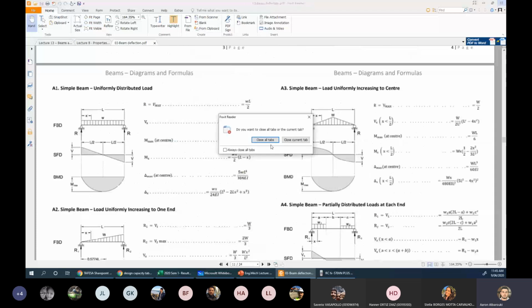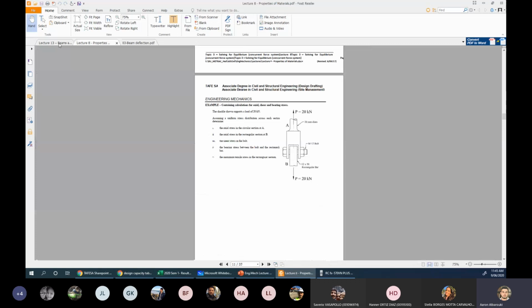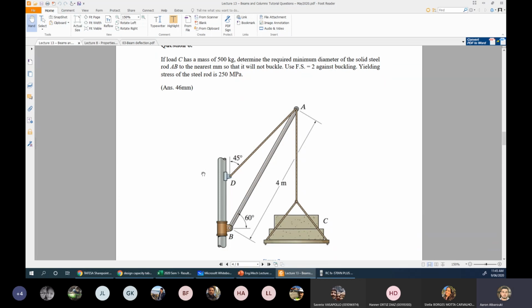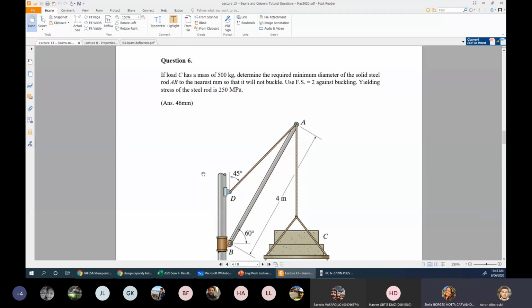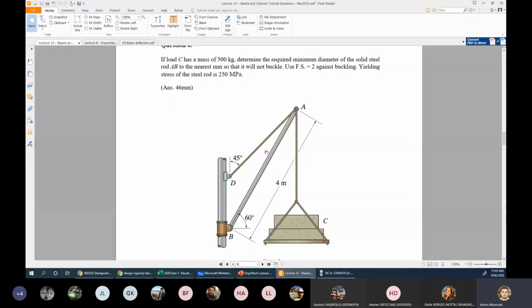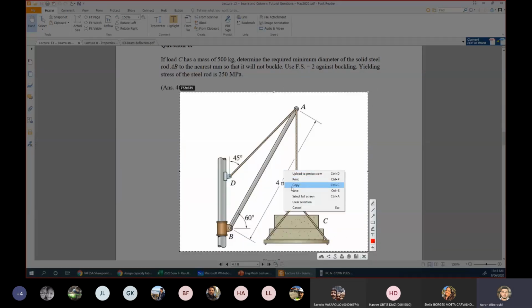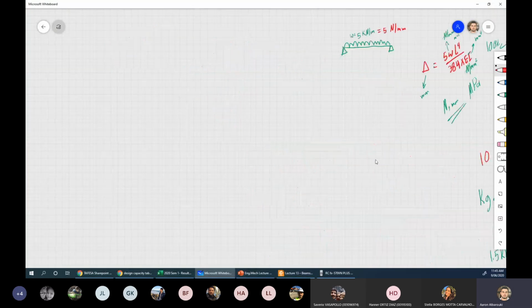So I start with, I will close that for a minute. Actually, keep it for now. This is the one. We start from question 6. Copy, and let's go there.